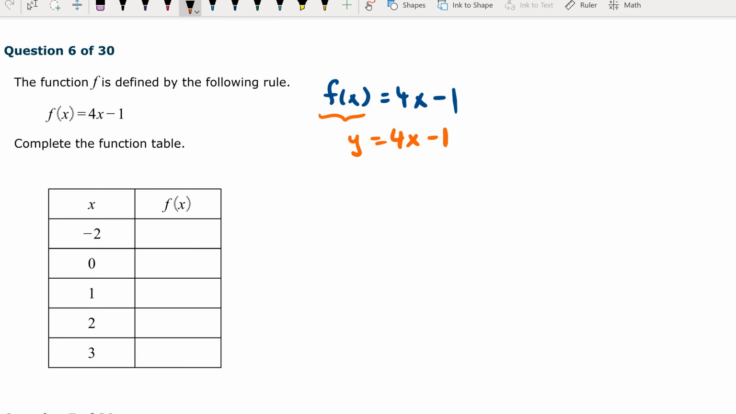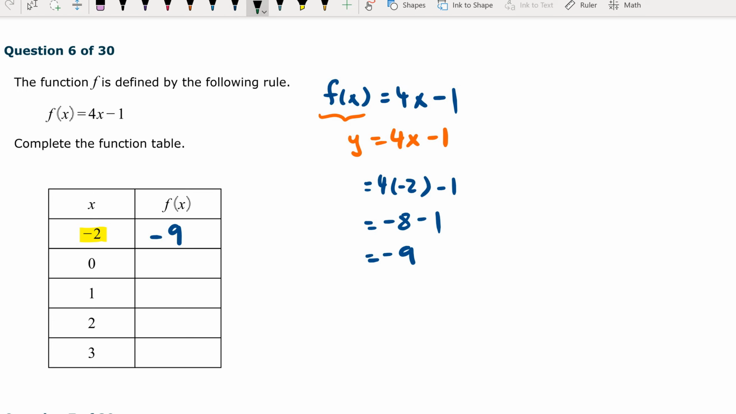Okay, to fill in the table, what you're going to do is plug in x. That will be 4 times negative 2 minus 1. That will be negative 8 minus 1, which is negative 9. So the input is negative 2, and the output is negative 9.